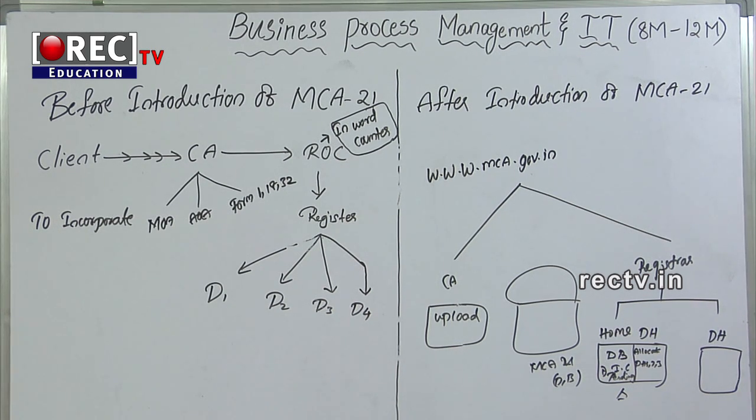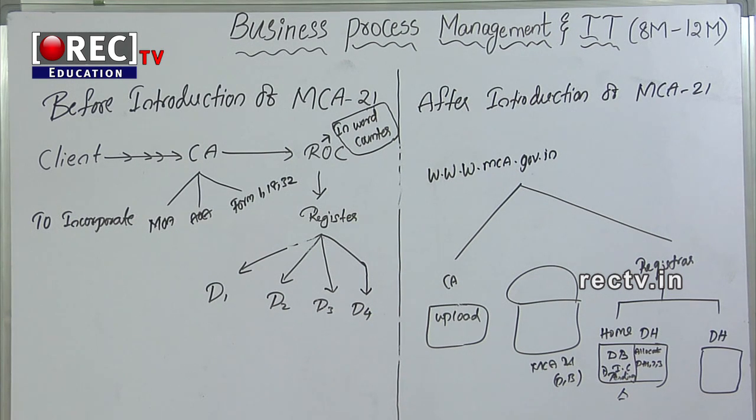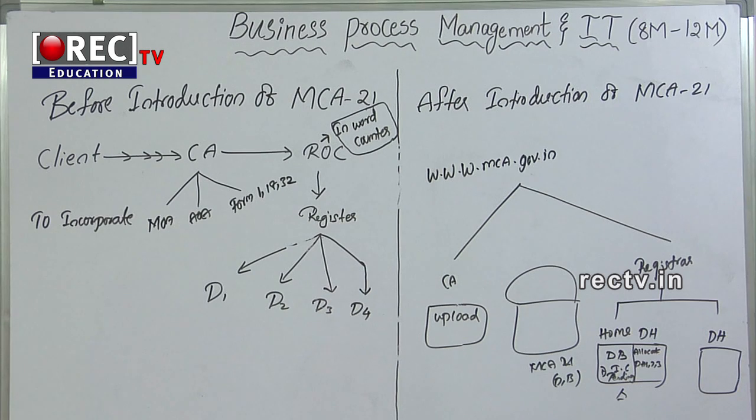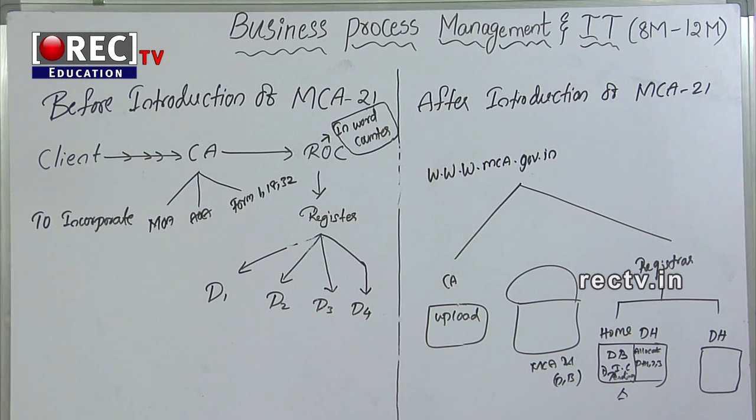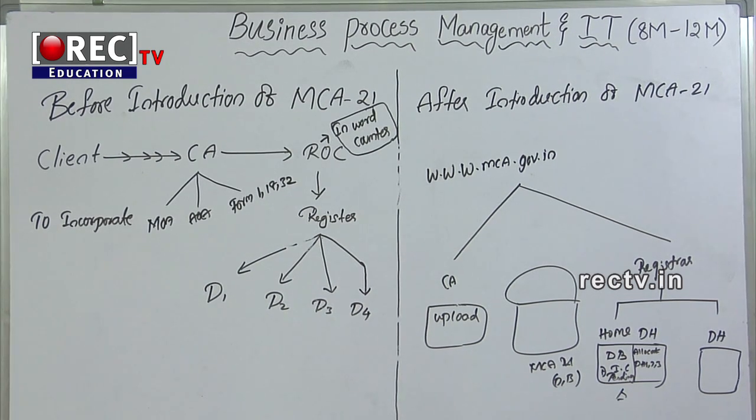After receiving all the documents from the ROC, he will see who is sitting idle. For example, if D1 is sitting idle, he will transfer all these documents to that dealing person. The dealing person, after making his observations, will return it to the registrar. If the registrar feels that everything is properly followed, he will accept the incorporation. Otherwise, if he refuses, he will give it back to the ROC and the ROC will give it back to the chartered accountant. This way, the process continues until the incorporation.